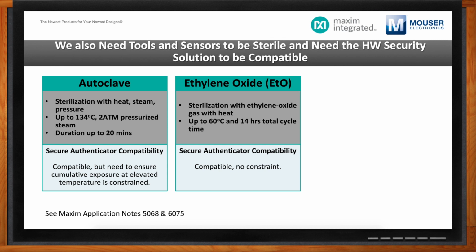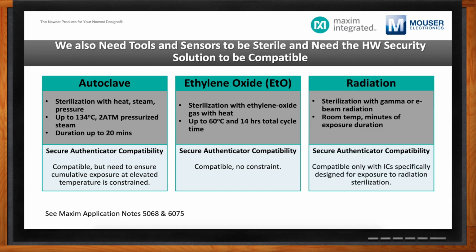One way to deal with it, and companies are doing this today, is the use of radiation, gamma and/or E-beam, to sterilize. This is done at room temp with minutes of exposure or duration. This can be problematic for secure authentication. We have to make sure that the product, the IC, the secure authenticator, is specifically designed to be used in this environment and can actually tolerate exposure to gamma or E-beam. The good news is we have products that can do this.